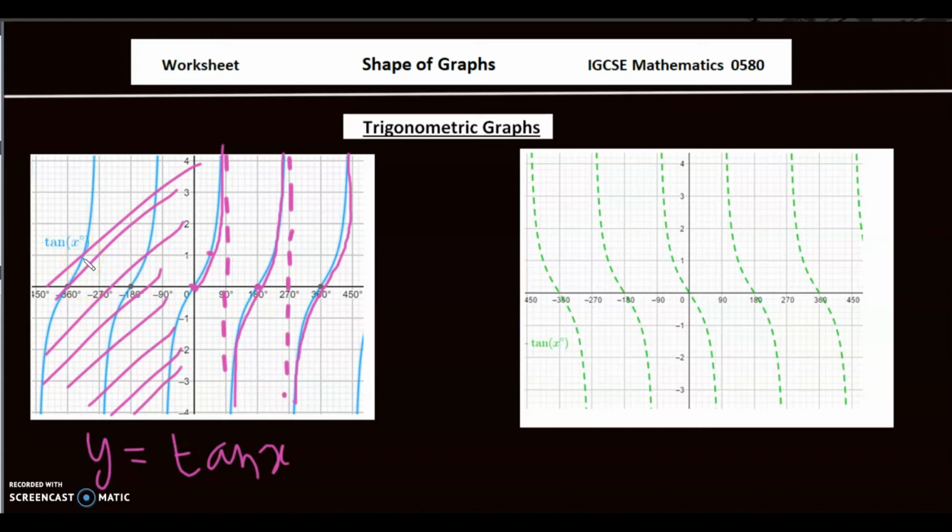Similarly, for minus tan x, what happens is these lines reflect. So now you have a line like this, this line has gone here, then this line has gone here. They just reflect along the y-axis. So in fact the graphs flip. So that's how you plot the graph of y equals minus tan x. The graphs flip.